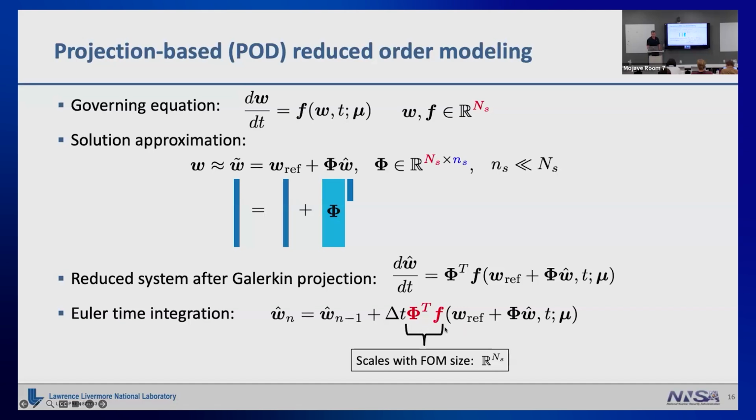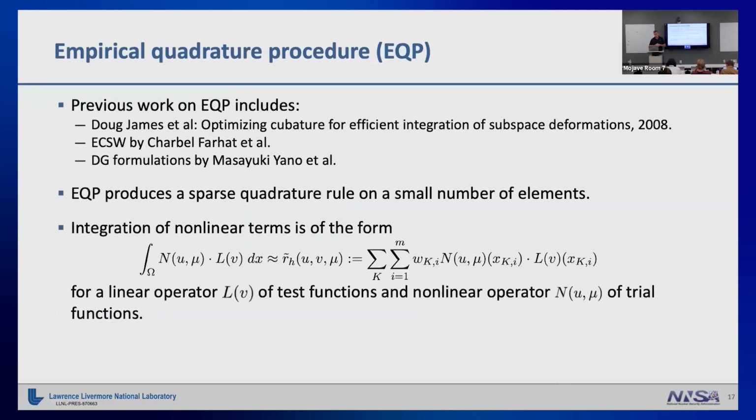But the problem here is, although you're in a small subspace, you still have this nonlinear term evaluation, which spans the entire domain, and it has full order complexity. So you don't get speed up unless you can reduce that nonlinear term evaluation. And we do that in this talk by using this empirical quadrature procedure where we reduce the integration rule.